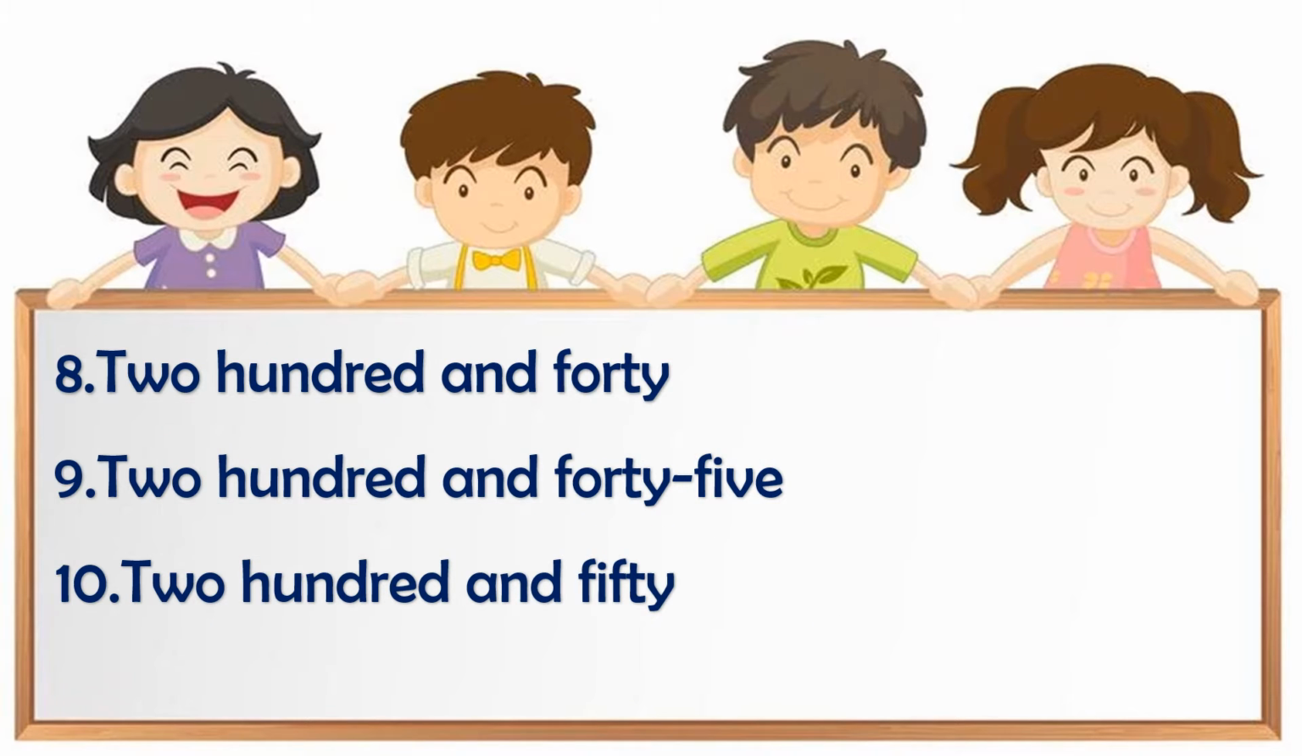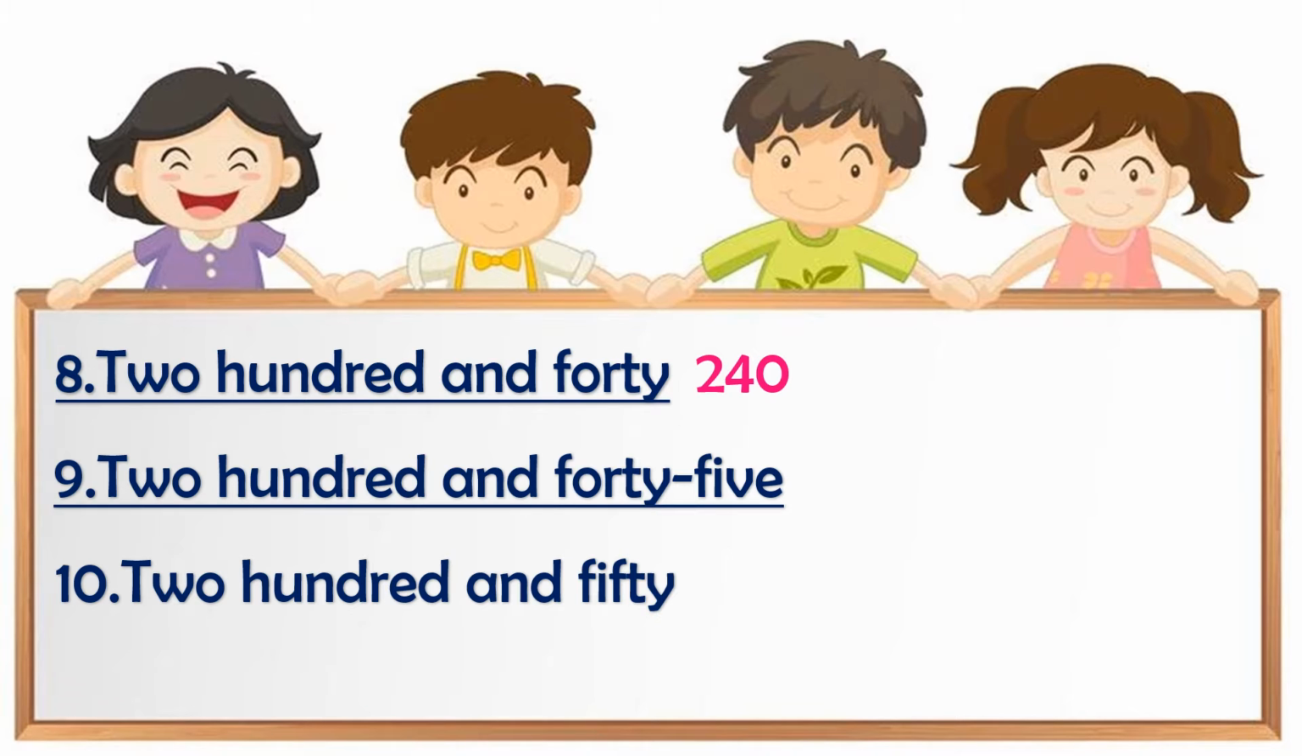Vocabulary number 8 is 240. When you write 240 in number symbols, you should write 2, 4, and 0. Number 9 vocabulary is 245. When you write 245 in number symbols, you can write 2, 4, and 5.